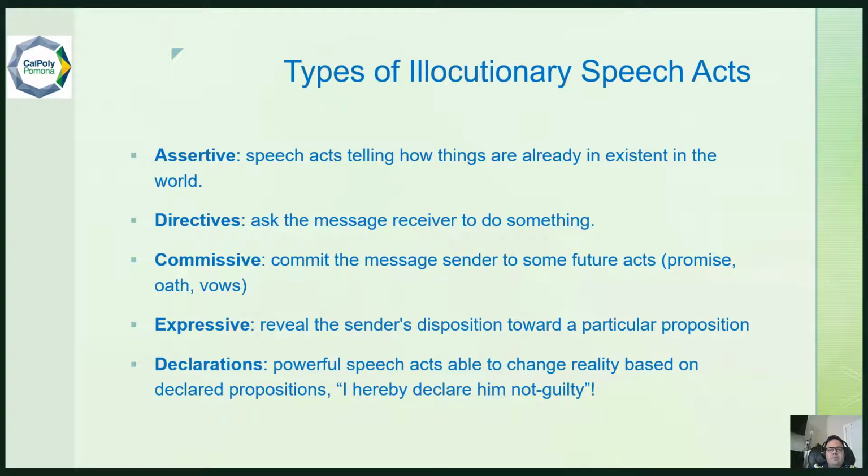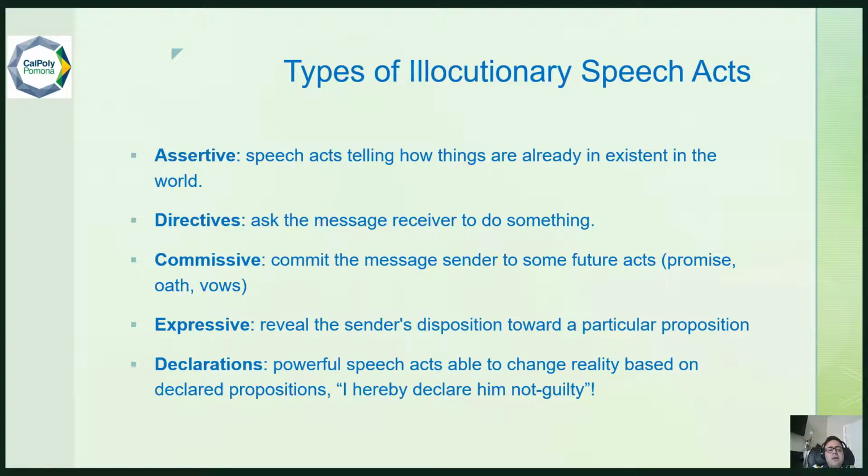There are some illocutionary speech acts, and five of them are very important: assertive, telling how things already exist in this world; directives, which ask the message receiver to do something. Right? So I ask you to do your homework. I ask you to do the exam. Commissive, which commits the message sender to some future act. So I promise you to fairly grade your work.